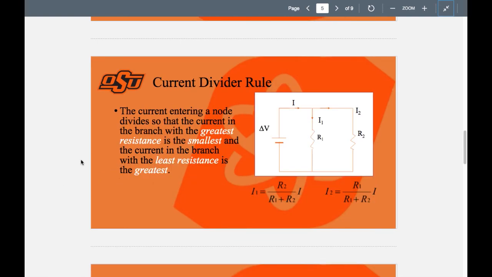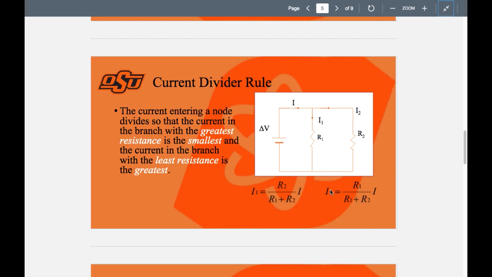We find the current divider rule in much the same way as we found the voltage divider rule. Of course, on a parallel branch, we don't have equal currents anymore, but instead we have equal voltages. And so by equating voltages, we can find very analogous results to what we found before.